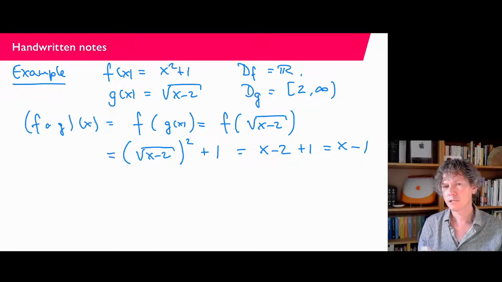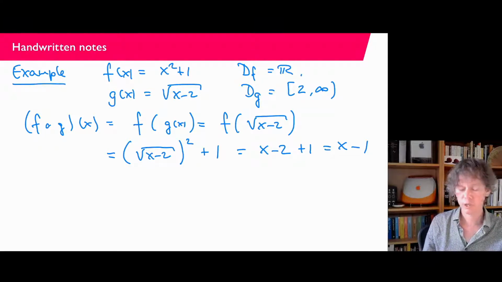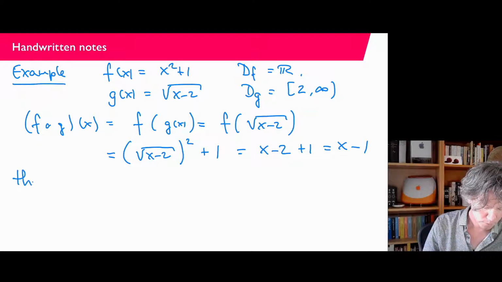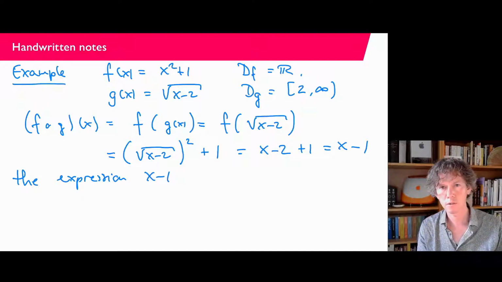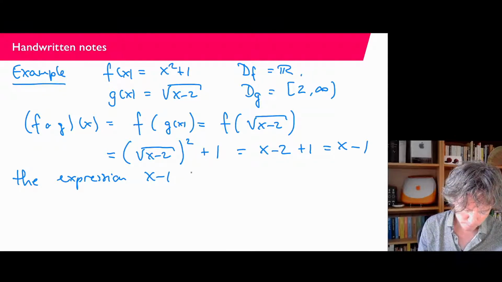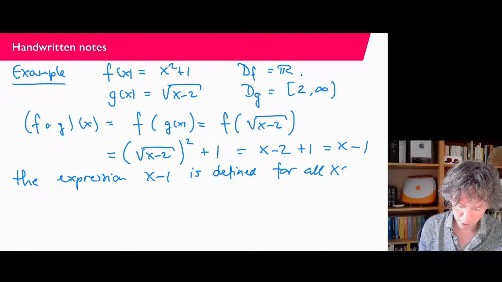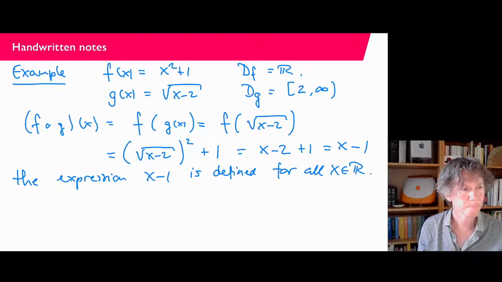Now, something tricky appears here, because this expression x minus 1, if I would just give you that, say this is a new function, the function h of x equals x minus 1, you would say, well, this is a polynomial, it's a straight line, so you can compute that for every x value. So it is defined for all x in R.